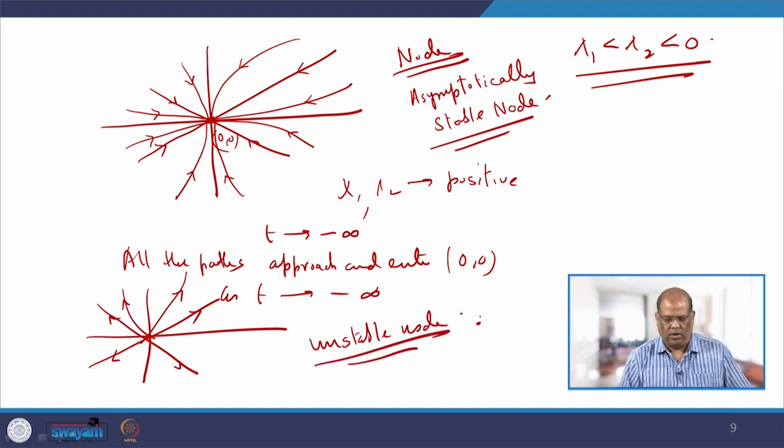So with this I assume that you get a clear idea that when two eigenvalues are real and negative, they will represent a stable node, an asymptotically stable node. In a similar way you can prove it for a spiral or for a saddle point or even for a center.